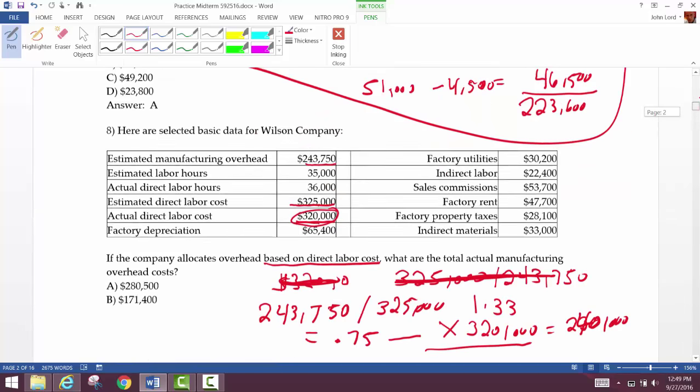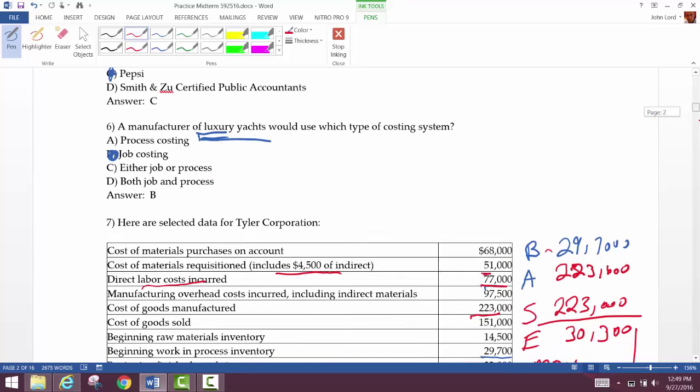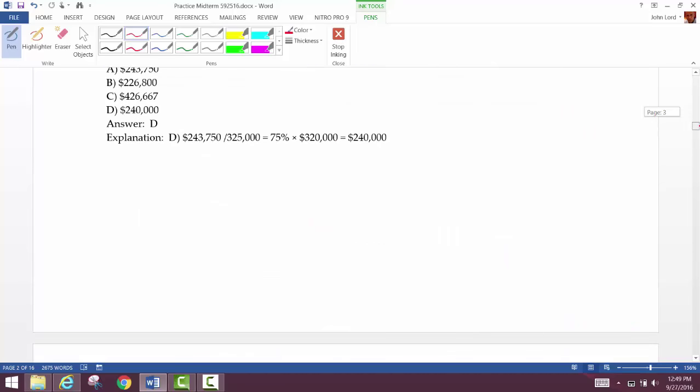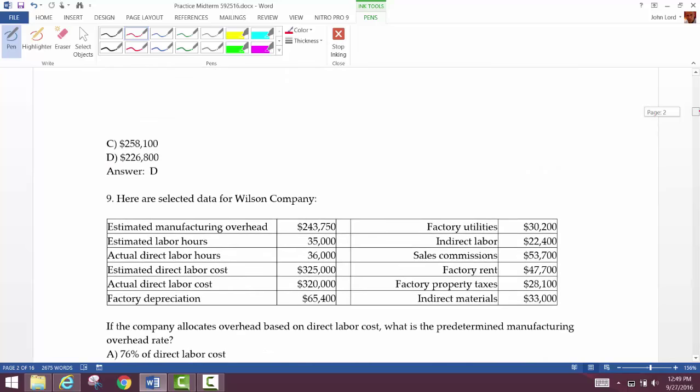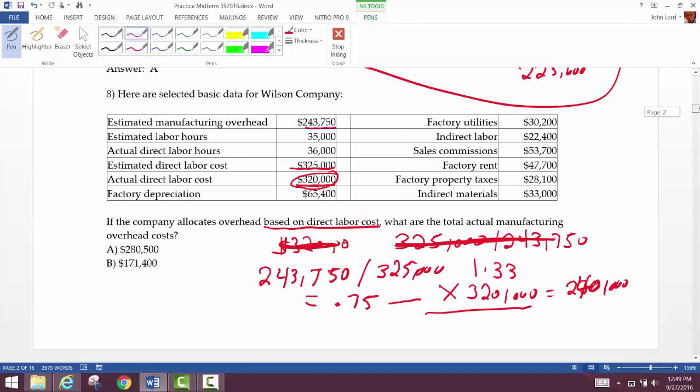I just looked at this. Let me see. Answer D here is 200. The company allocates manufacturing overhead. That one's 240. Why would this one be different? It's the same set of facts, isn't it? Oh, no wonder. Hello. Read the question carefully, John.